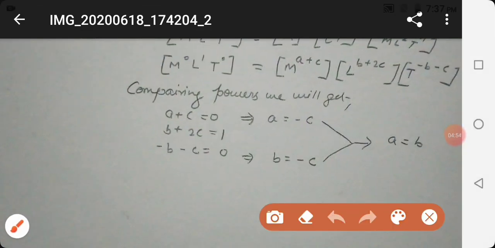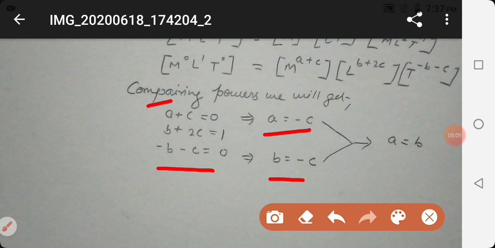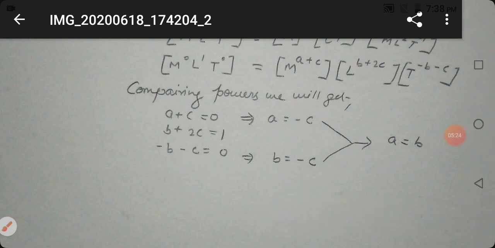We can see here that calculating this term, we will have a is equal to minus c, and calculating this we will have b is equal to minus c, and in both these two we can see that a is equal to minus c, b is equal to minus c, and therefore a is equal to b. Okay, is that clear? So we come to the conclusion that a will be equal to b, and a and b both are equal to minus c.